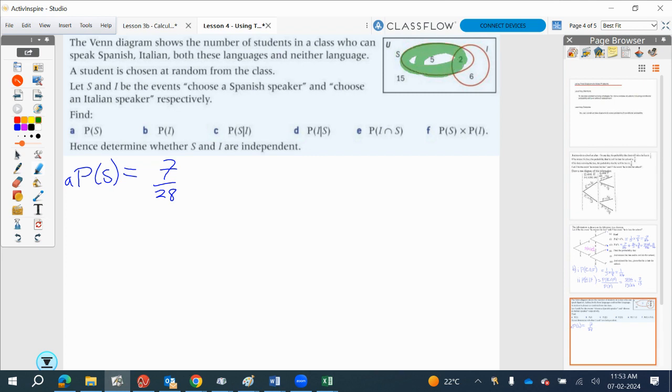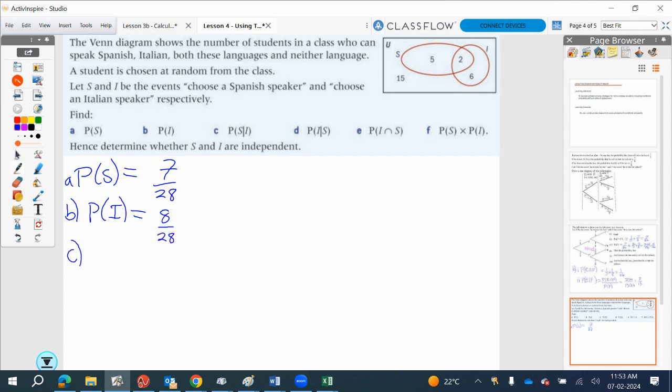Sorry, we want this one. This is event S. There's a total of 28 in the diagram. So for this next one, we need the probability of I. What's this one going to be? 8 over 28.